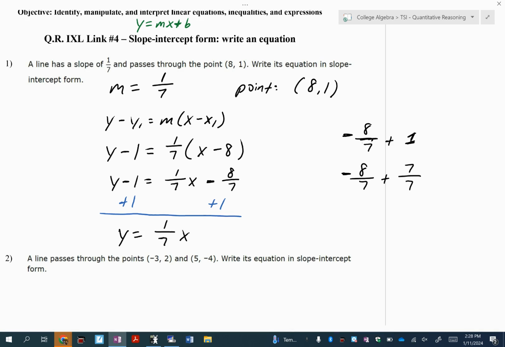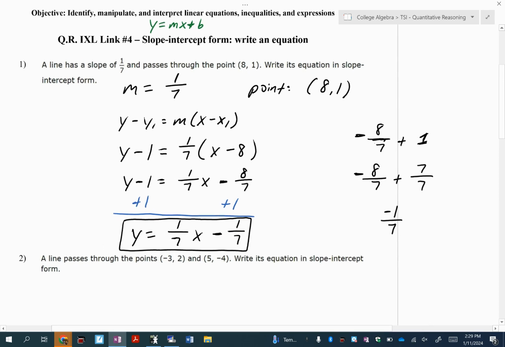Once you have the same denominator, that's going to be the denominator in the answer. What is −8 plus positive 7 up here at the top? Negative 1. So you're going to write −1/7. This is what I would be typing into my solution box.